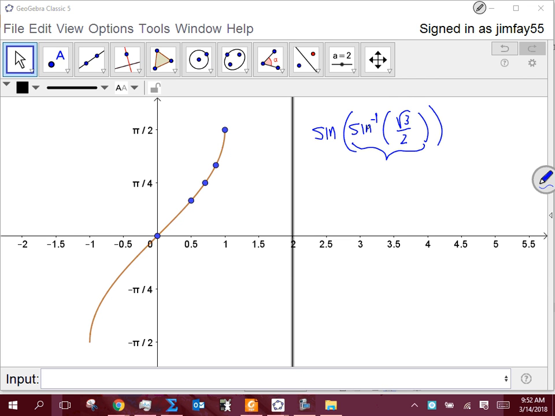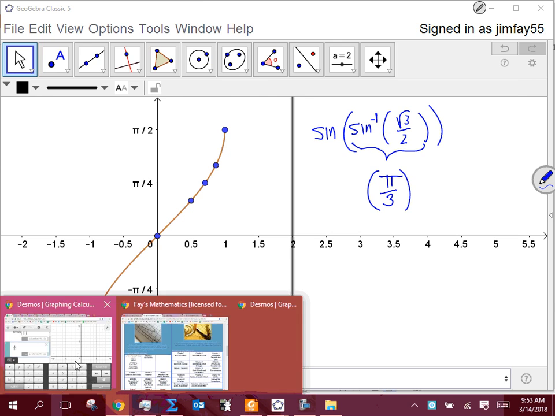If I look at sine inverse of radical 3 over 2, we're asking what is the angle measurement that should give me a y value of radical 3 over 2 off the unit circle. So radical 3 over 2, that's the input. What would be the y value that I get back here? Sorry, it's not the y value, it's the angle measurement. So that turns into pi over 3. Is that okay with everybody?